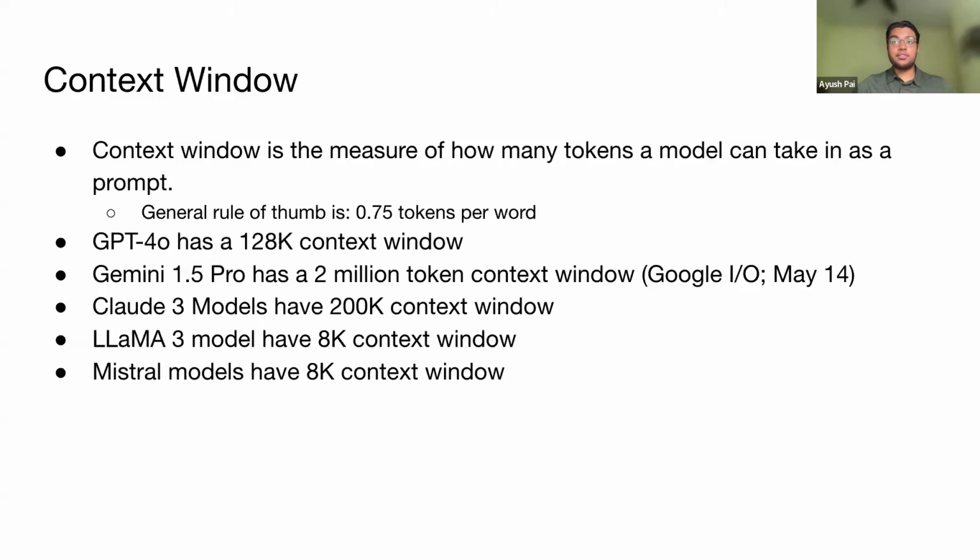Gemini 1.5 has a 2 million context window, which was actually released yesterday at Google I/O. Previously, they had a 1 million context window. Claude 3 models have a 200K context window. Llama 3 models have an 8K context window, and Mistral models have an 8K context window as well. Those open source models have a little bit less, but they're also open to use and a lot freer.